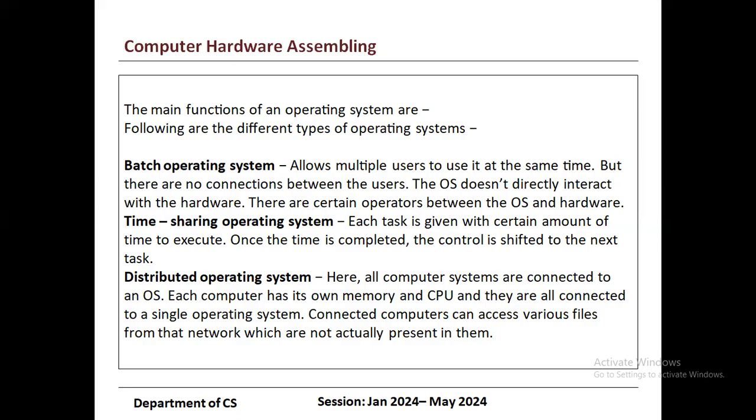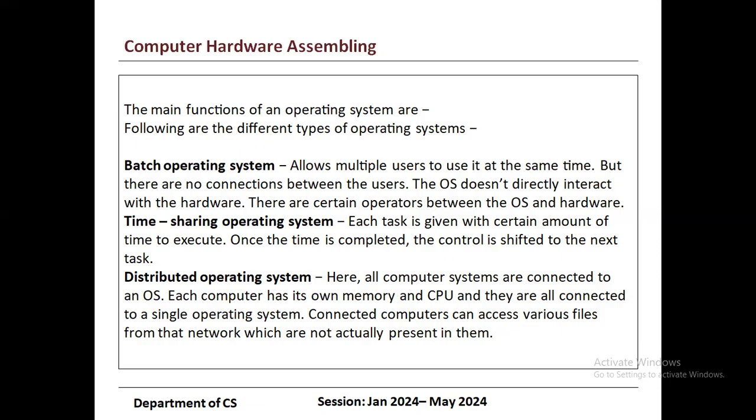So following are the different types of operating system. First one is batch operating system. A batch operating system allows multiple users to use it at the same time, but there are no connections between the users. This operating system does not directly interact with the hardware. There are certain operators between the operating system and hardware in the batch operating system.